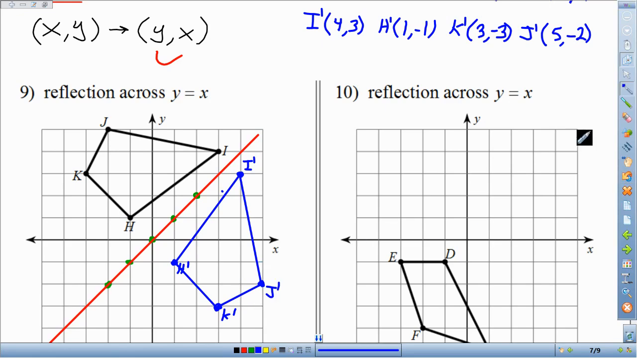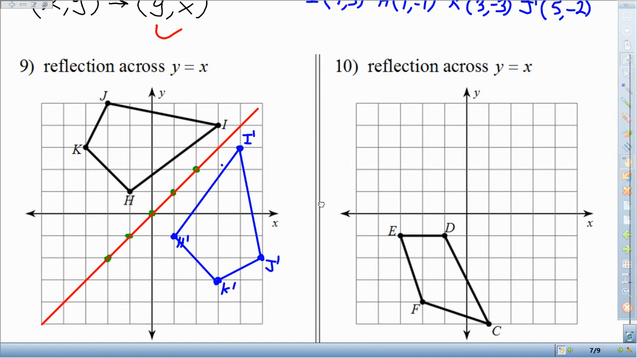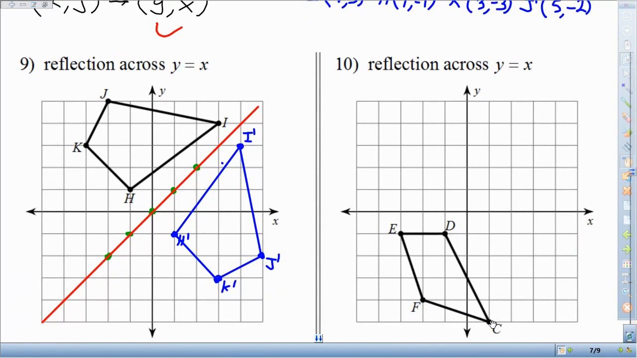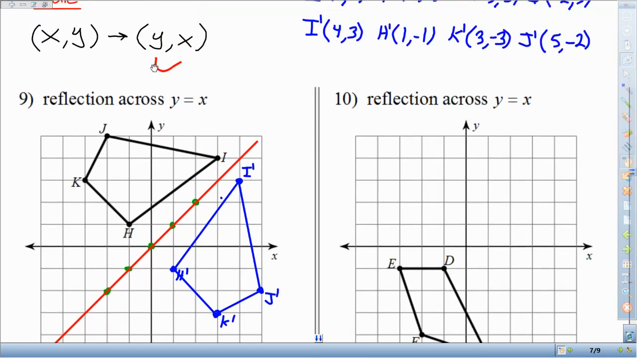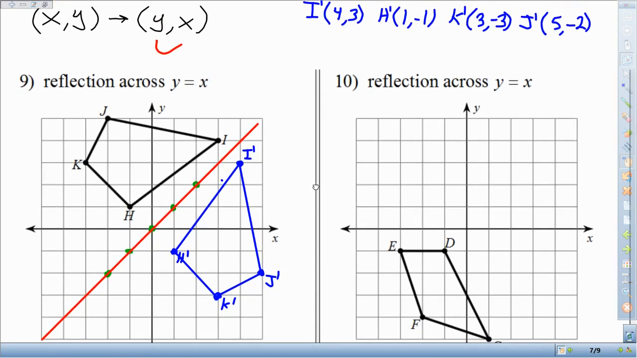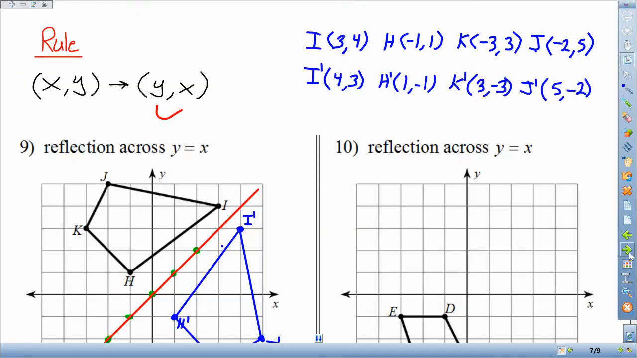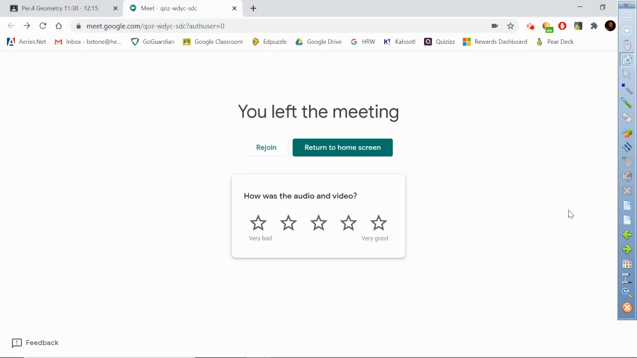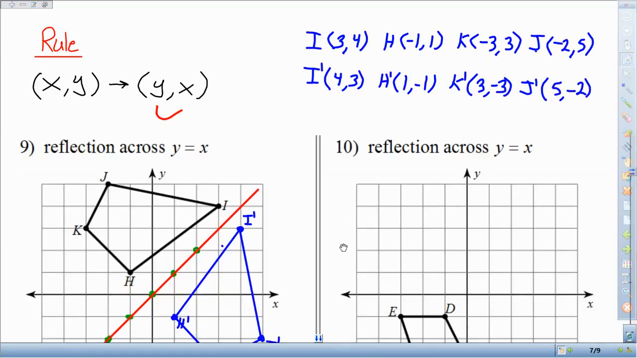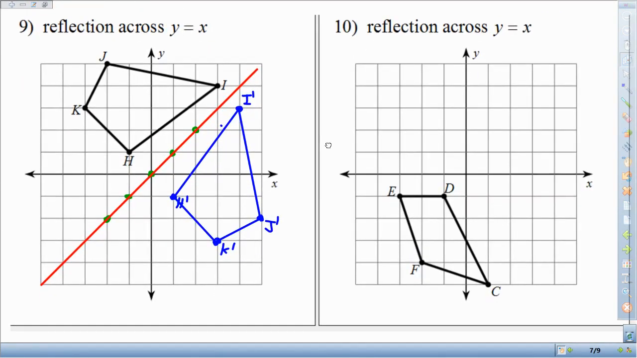Okay, so I'm going to have you guys go ahead and try number 10 out on your own. Go ahead and get those original points on your paper and then use this rule to flip-flop the points and get your reflection. Okay, try it out. Okay, so let's try it out real quick.